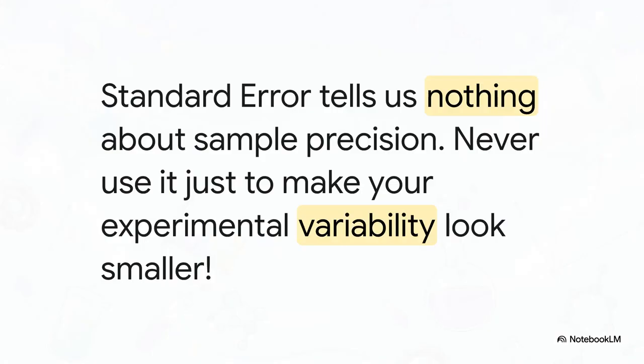And this brings me to a massive warning. It is a huge yet crazy common mistake in published scientific literature to report the standard error instead of the standard deviation. Why on earth do researchers do this? Well, the formula for standard error actually divides by the square root of your sample size, meaning the resulting number is always artificially smaller than the standard deviation. People report it simply because it creates a false illusion of highly precise data.